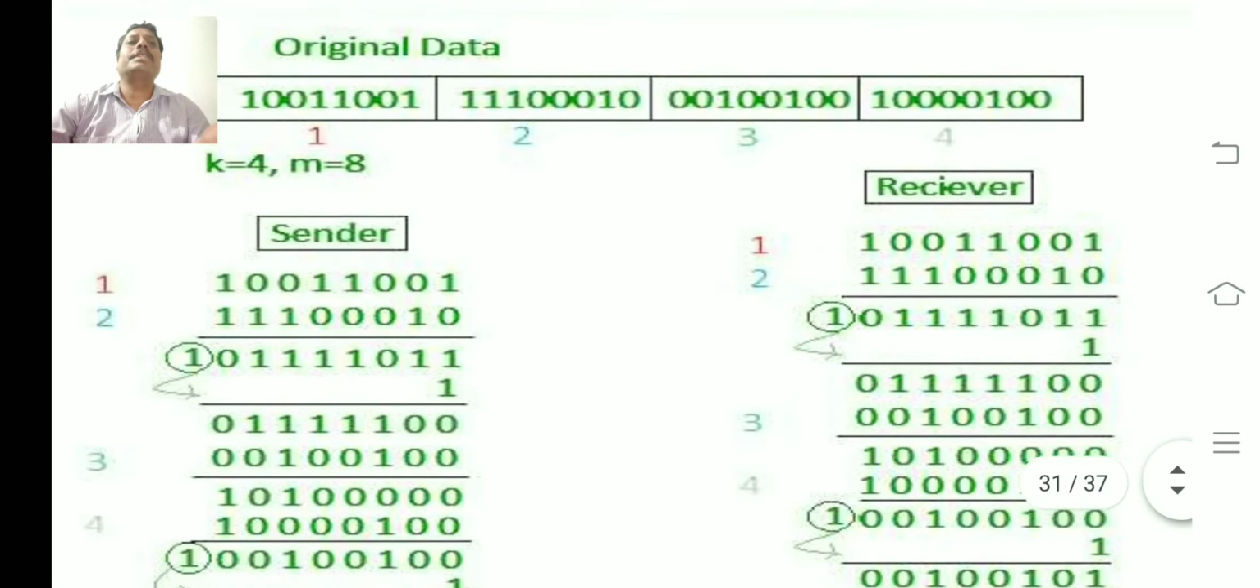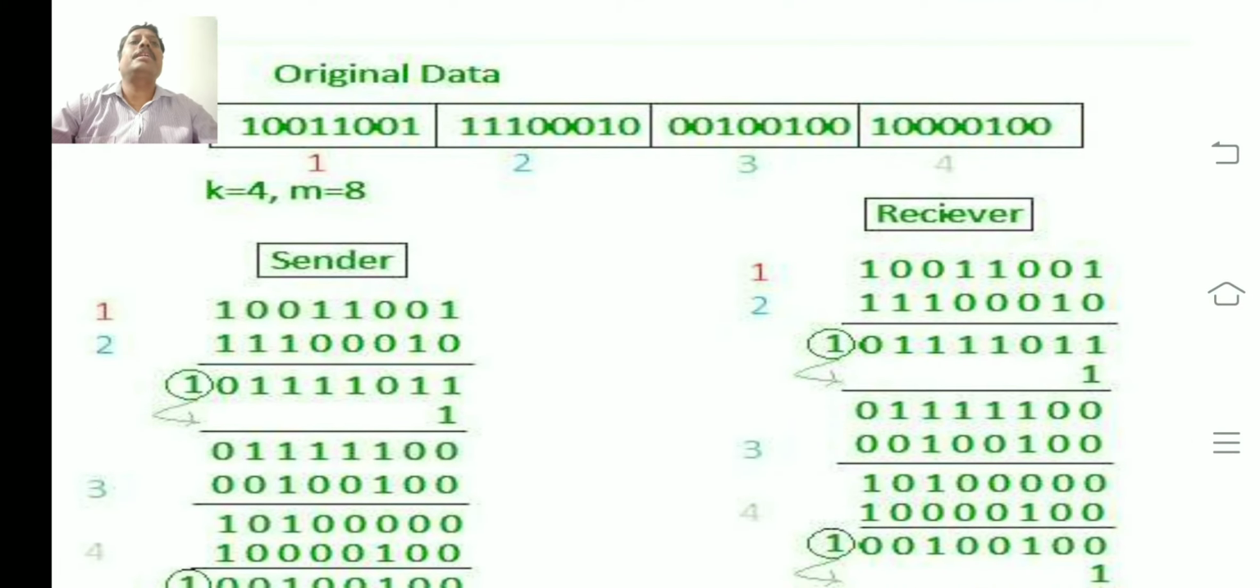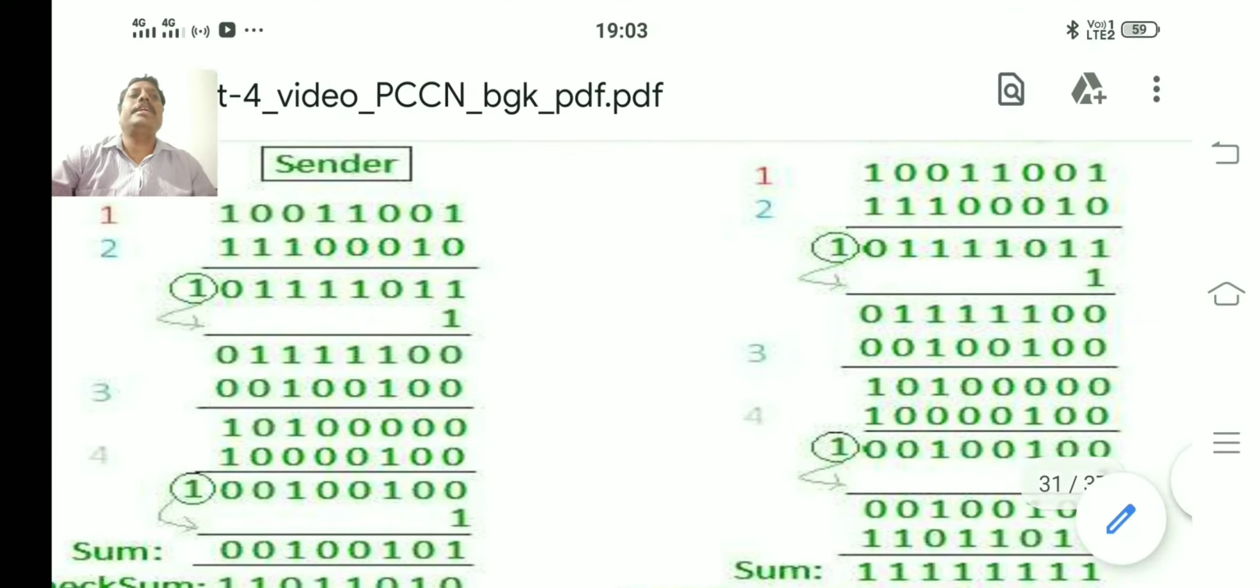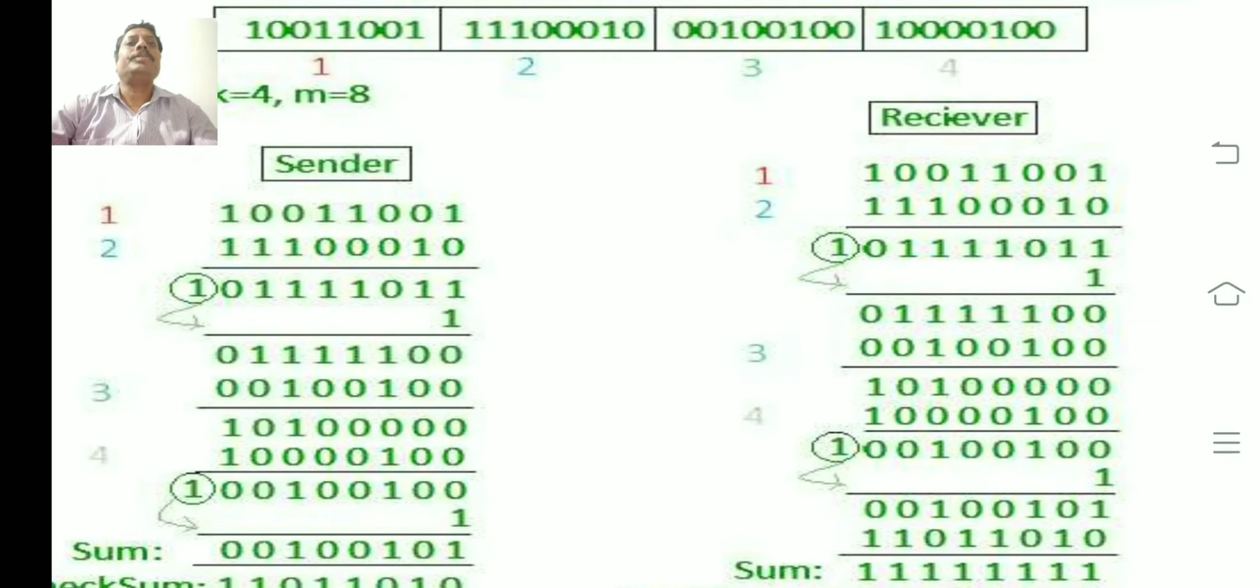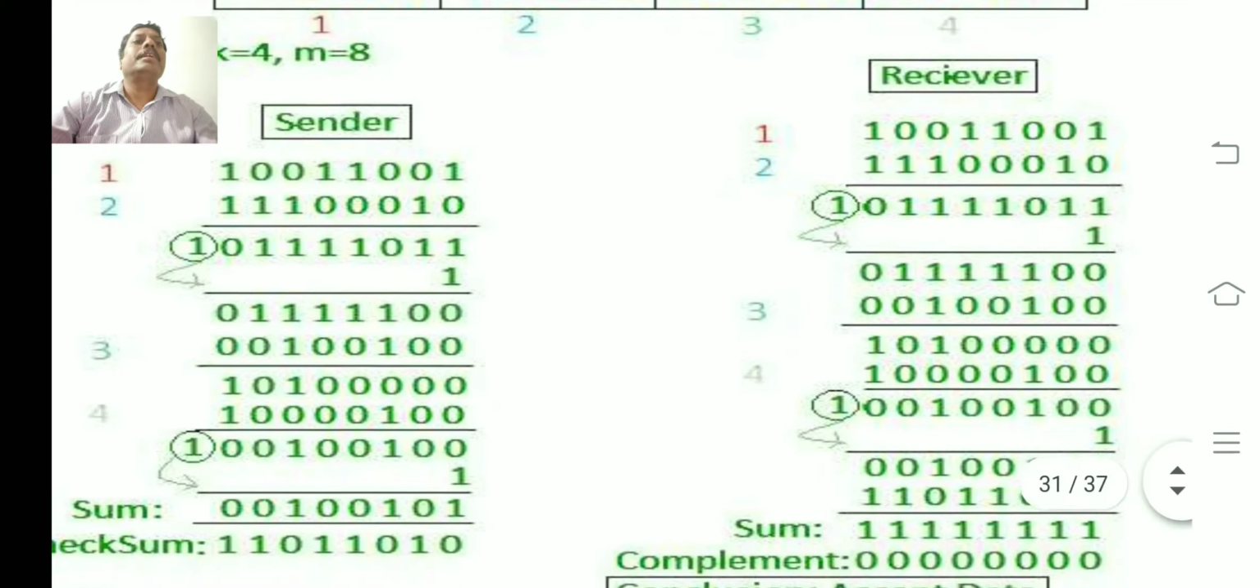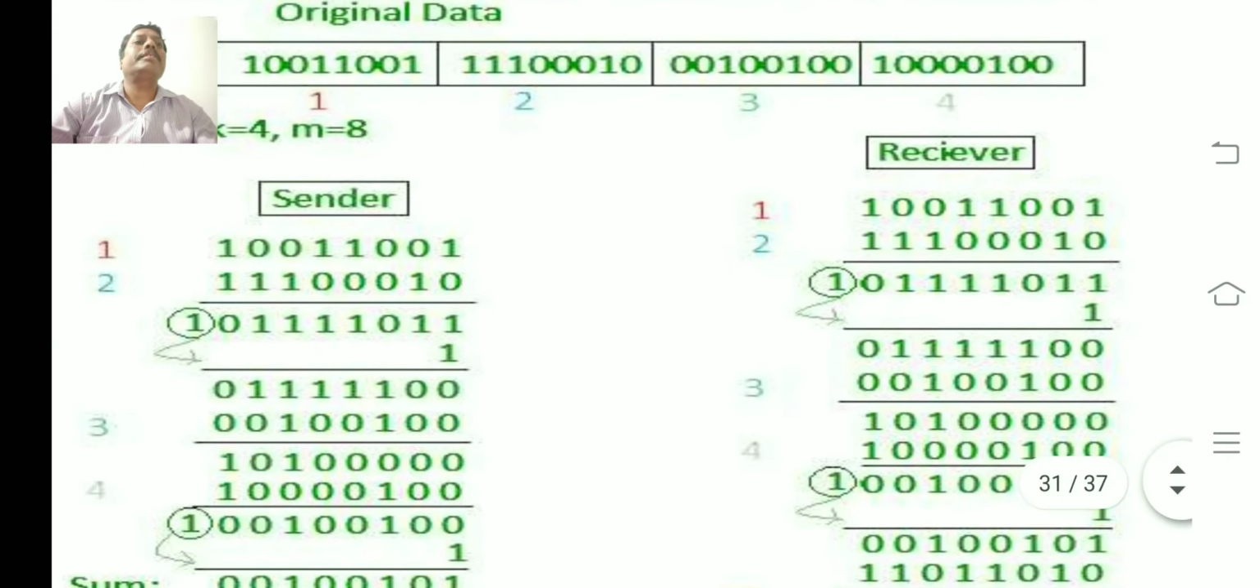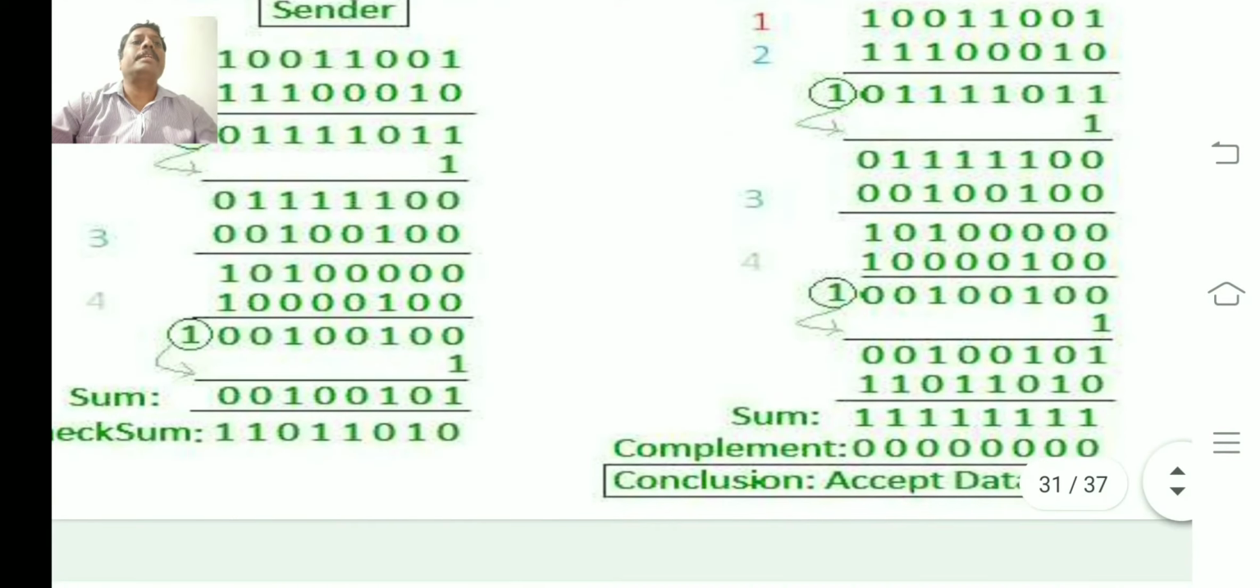Now at the receiver side, we similarly add the received data, that is the 4 bytes of data. We add the first byte and second byte, and similarly then the third byte and fourth byte. After adding, the checksum sent from the source side will be added, here 1101 1010. After adding the checksum, we get a result.